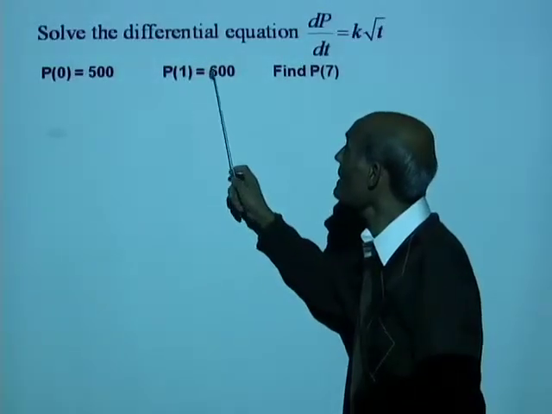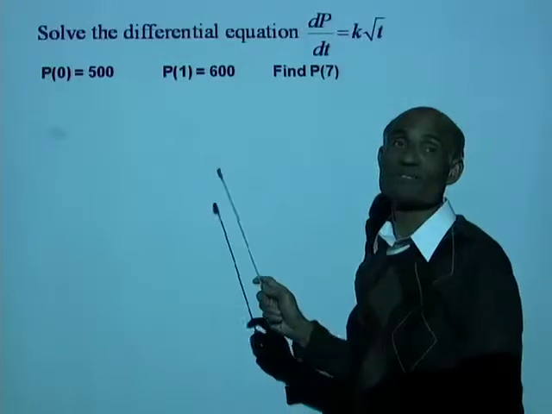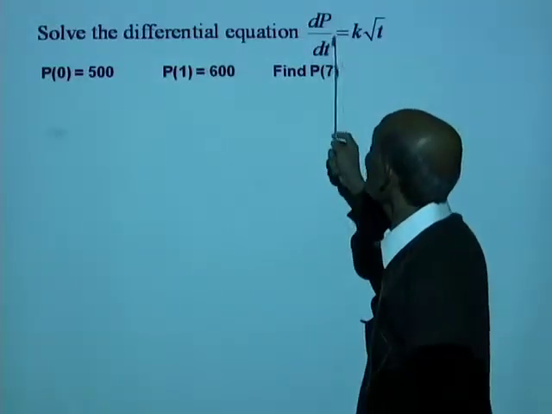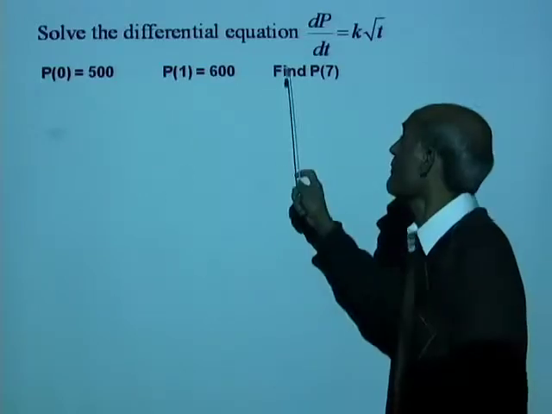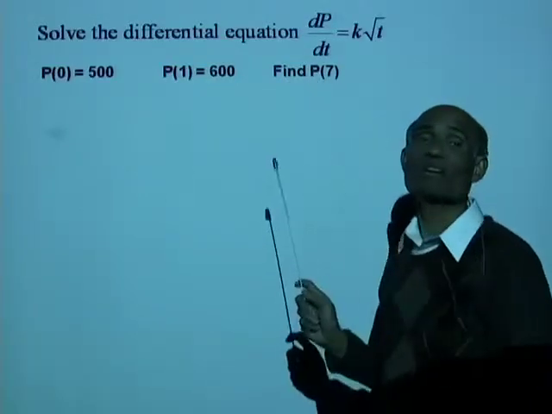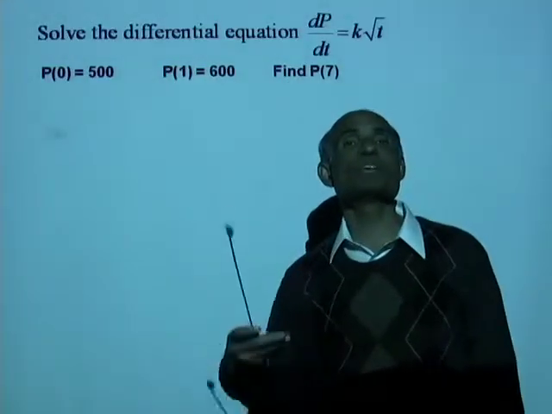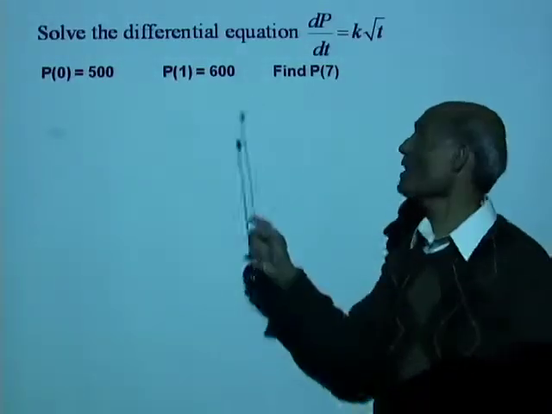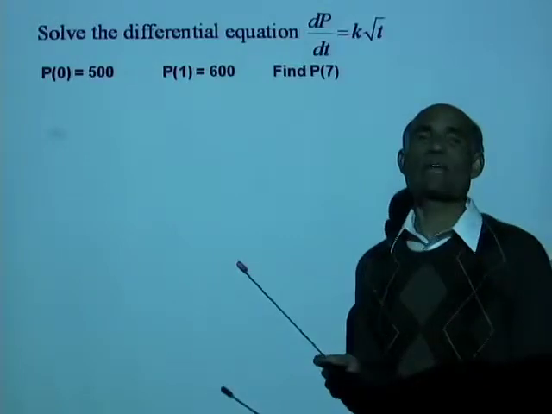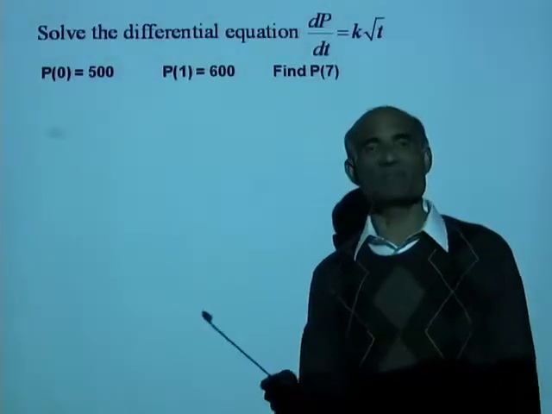P of 1 equal to 600. The value of p when t equal to 1 is 600. That's what it means. Find p of 7. Find the value of p when t equal to 7. That is the meaning of this problem. Alright, now how do we start it?